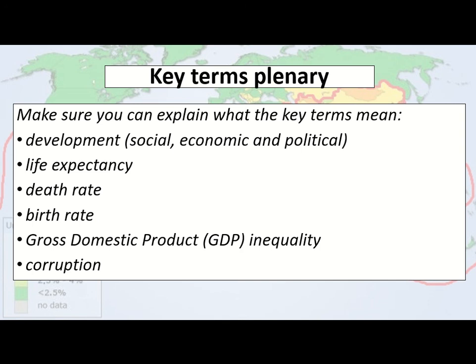Now, you haven't necessarily encountered it just this lesson. It might be from previous lessons. But development, life expectancy, death rate, birth rate, GDP, inequality, and corruption. Okay, I would like you to see that you know what those terms mean, and that would be a good checkpoint for you to measure against. You're kind of ticking along nicely with all the key terms you're being faced with. All right. Once you've completed that, that will end this session.